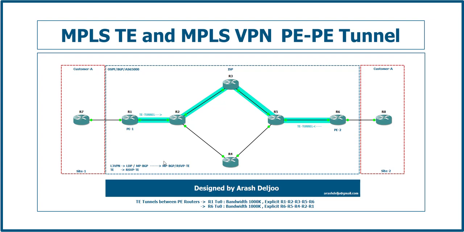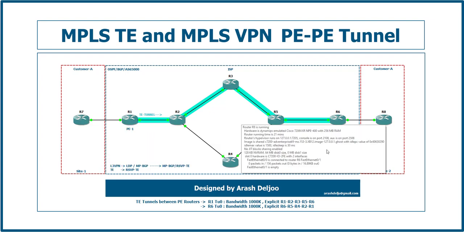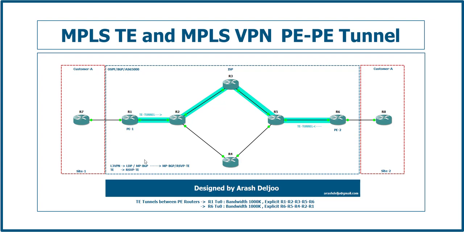Okay, let me show you how we can configure MP-BGP and also RSVP-TE in this scenario. And finally, we will have connectivity between router 7 and router 8. And I'm not going to use LDP. Let me start the configuration of this scenario.